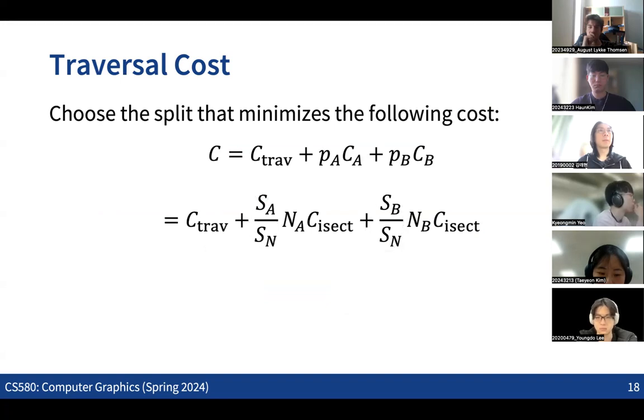So that means that, given a candidate set of split planes, we can calculate this traversability cost for each plane, and then we can choose the one that gives the minimum cost. So that's the very typical heuristic idea for building the bounding volume hierarchy. Any question on this?